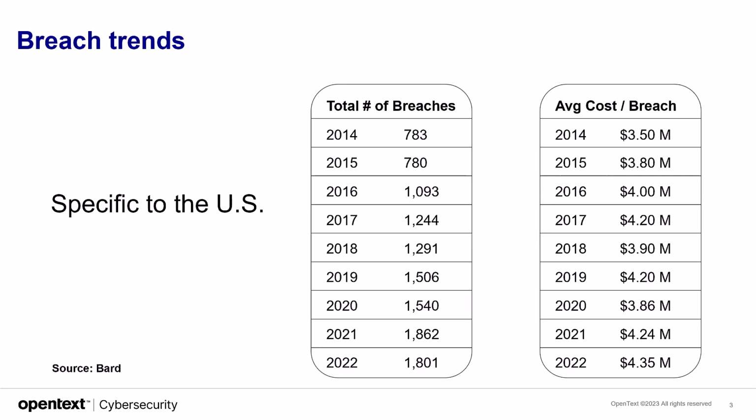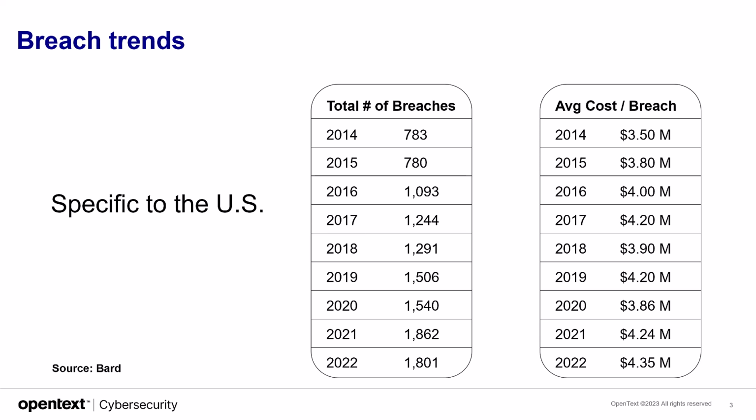So how did we get here? I asked Bard a couple of questions about breach trends. This is what he came back with. Note that the number of breaches in the US has more than doubled, and the cost of each one continues to rise as well. For a more international view and detailed analysis of worldwide breaches, check out Verizon's Data Breach Investigations Report, commonly referred to as DBIR.